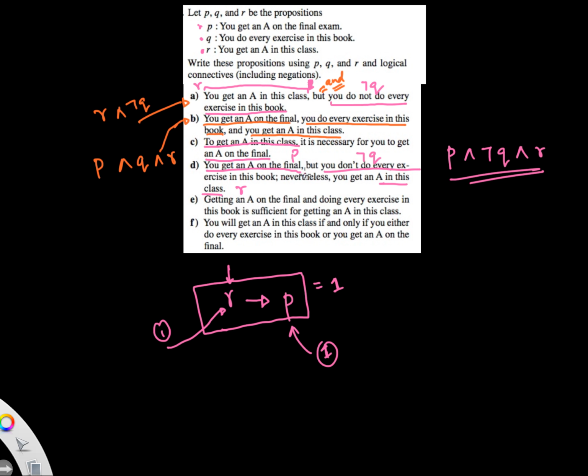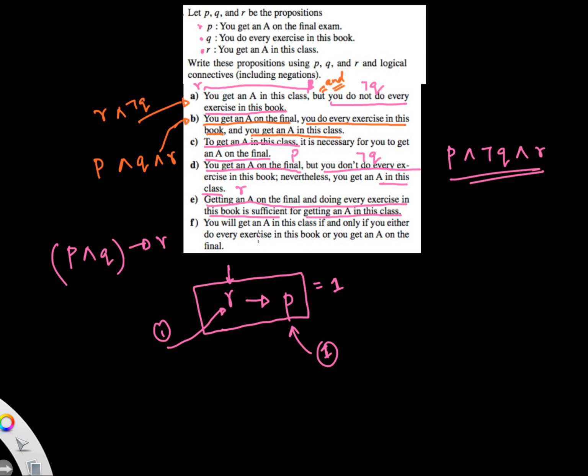Okay, and then finally, if I look at part E here, part E is getting an A on the final and doing every exercise in the book is sufficient for getting an A in this class. So if this hypothesis happens, then the resultant is you would end up getting an A in the class. So getting an A on the final, which is P, and doing every exercise in this book, which is Q. If you do this, then you get an A in this class, which is R. Okay, this is part E.